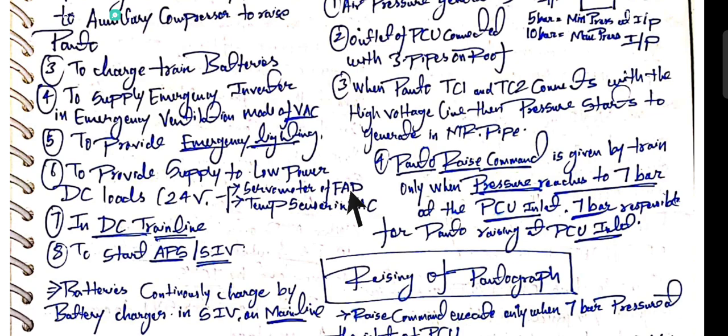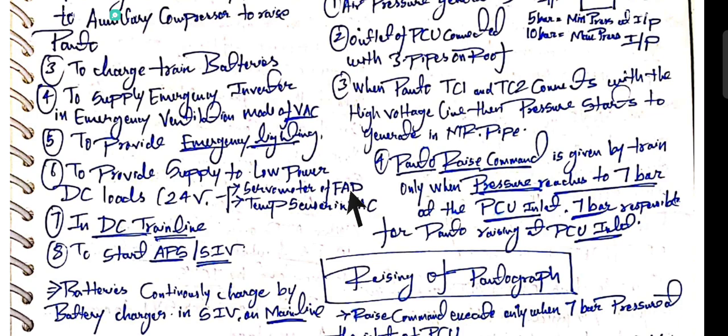Both the fresh air damper and return air damper work with the help of a servo motor, and this servo motor requires 24 volt DC supply. This 24 volt DC supply comes from the 110 volt DC supply by doing a step down process. In simple words, by converting 110 volt DC supply into 24 volt DC supply, we are providing power to the servo motor, a low power DC load.